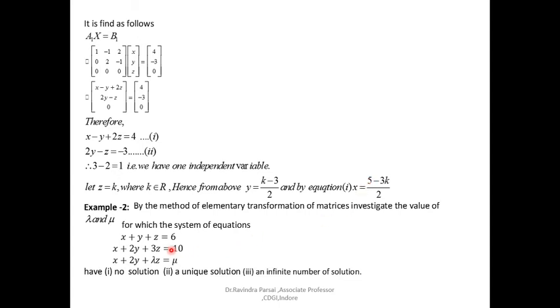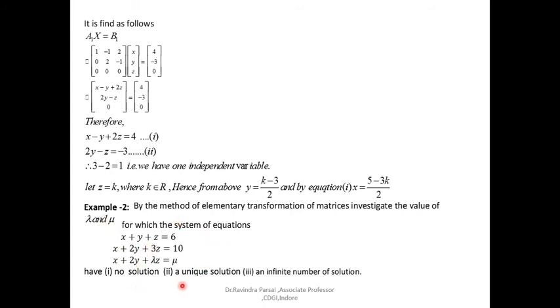Now we come to see the use of consistency to find certain unknowns which are available in our given system of non-homogeneous equations. This is our problem: x plus y plus z equal to 6, x plus 2y plus 3z equal to 10, x plus 2y plus lambda z equal to mu. You have to find the values of lambda and mu.